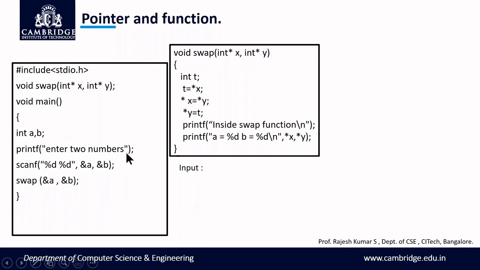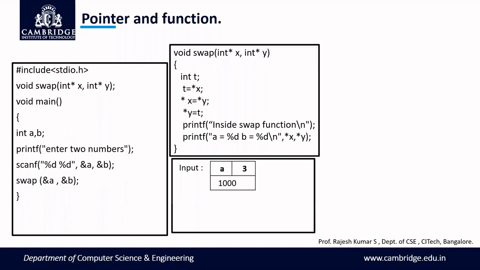Whatever two values the user enters, the first value will be stored in the variable A and the second value will be stored in the variable B. For assumption, I have taken A value as 3 and B value as 6. Now here I am representing the address of the variable A. This address will be allocated by the compiler, and B's address has also been assigned by the compiler. Randomly I have taken the addresses as 1000 and 2000.